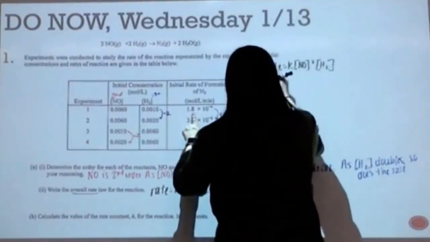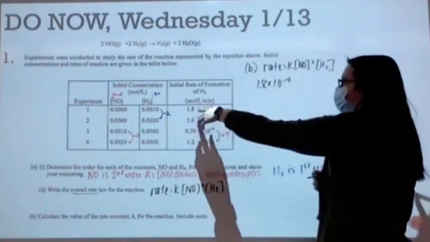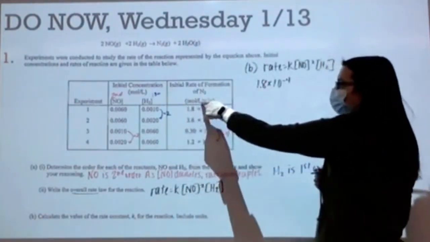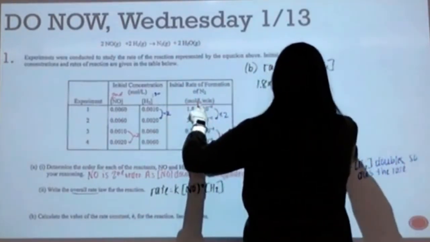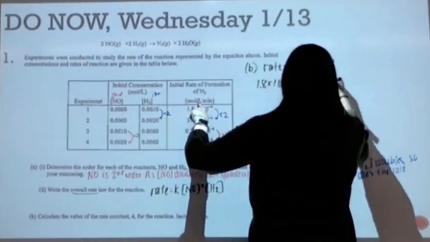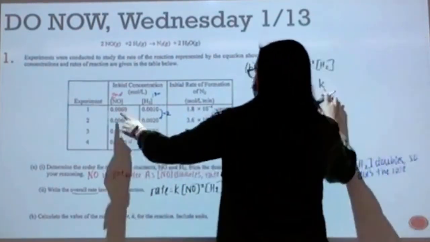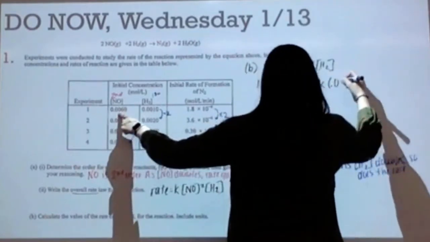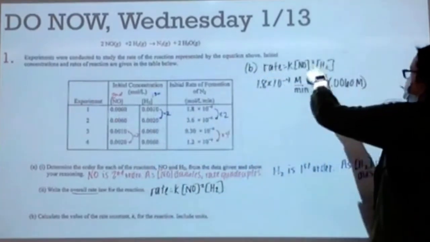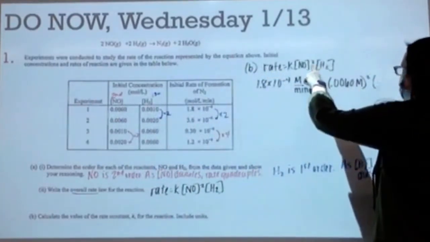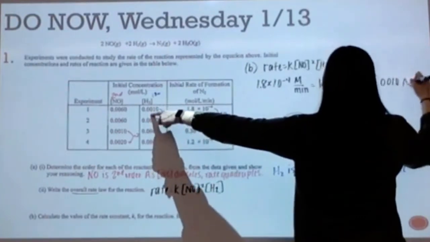So the rate is 1.8 times 10 to the negative 4th. And this is moles per liter per minute. Remember, moles per liter is just molarity. So I'm just going to do molarity per minute equals K, which is what we're solving for. Concentration of NO, 0.0060 molar. Don't forget exponents. NO is squared times H2, 0.0010 molar.